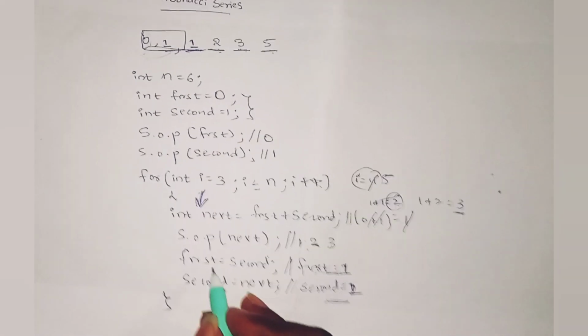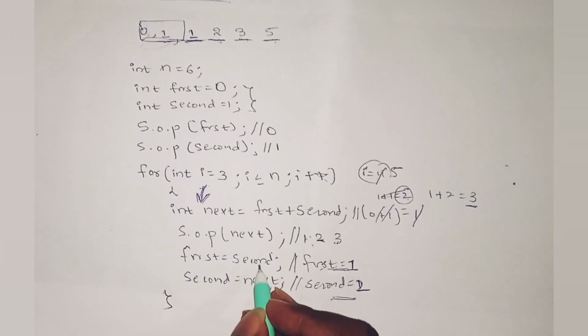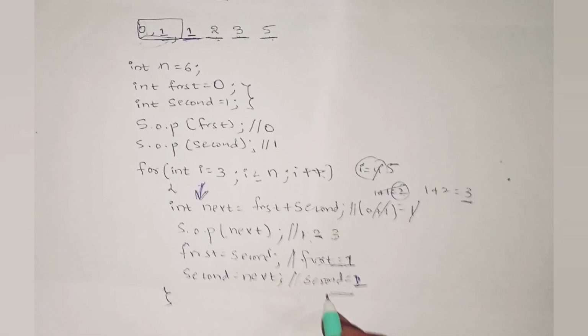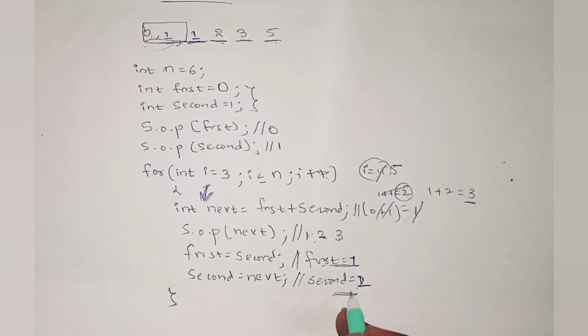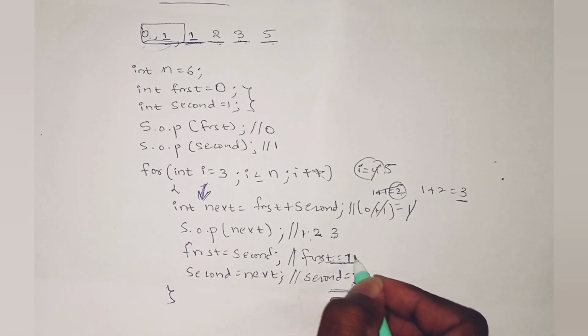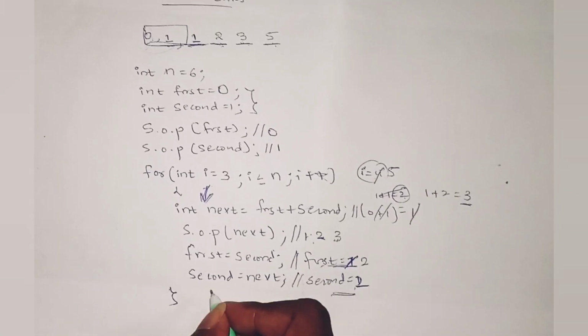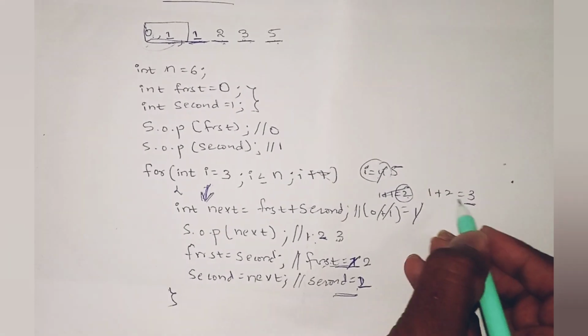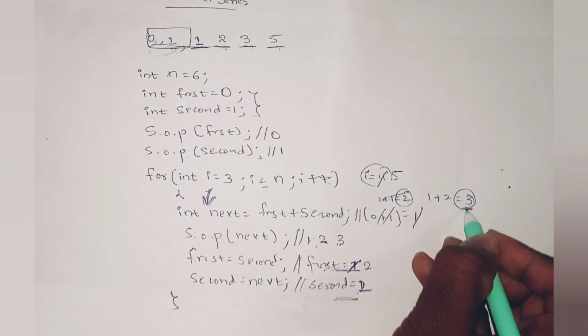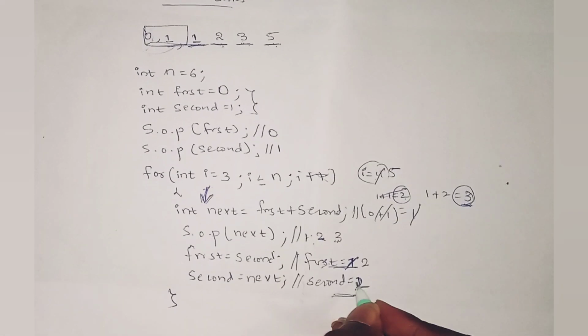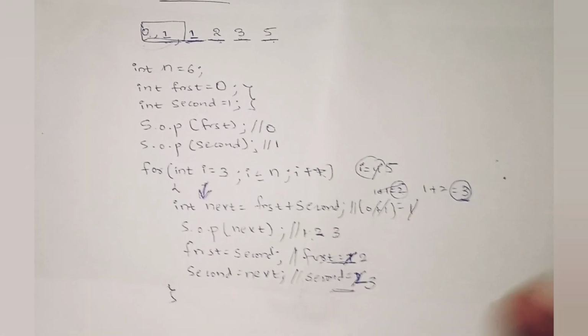Okay. And next first equals second. So the second value will get stored into first. So we have second value is 2. That 2 gets stored into first now, right? So here 2 gets stored into the first variable, and next step is second equals next. So next updated value is 3. So this 3 gets stored into second. So here second becomes 3.